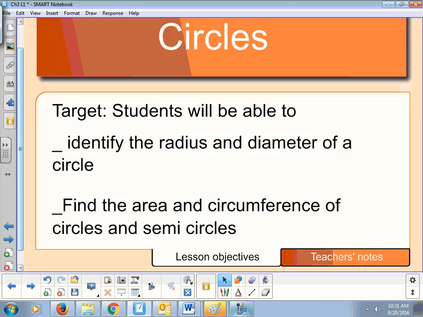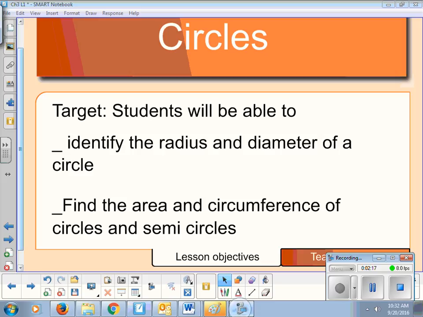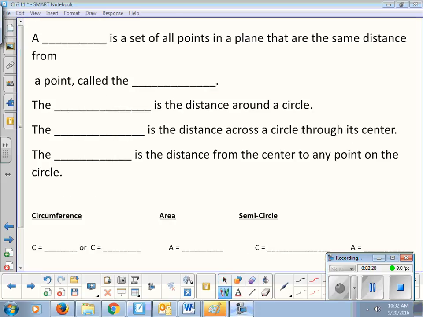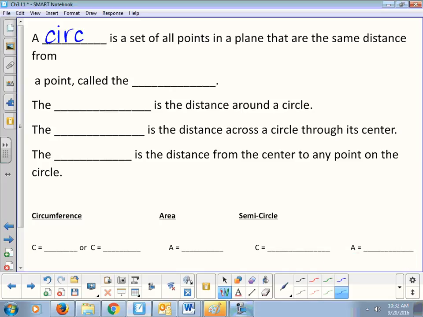Okay, today we are talking about circles. Our target is students will be able to identify the radius and diameter of a circle and find the area and circumference of circles and semicircles. Okay, we have a few new vocabulary words. The first one is circle. A circle is a set of all points in a plane that are the same distance from a point, and that point is what we call the center.